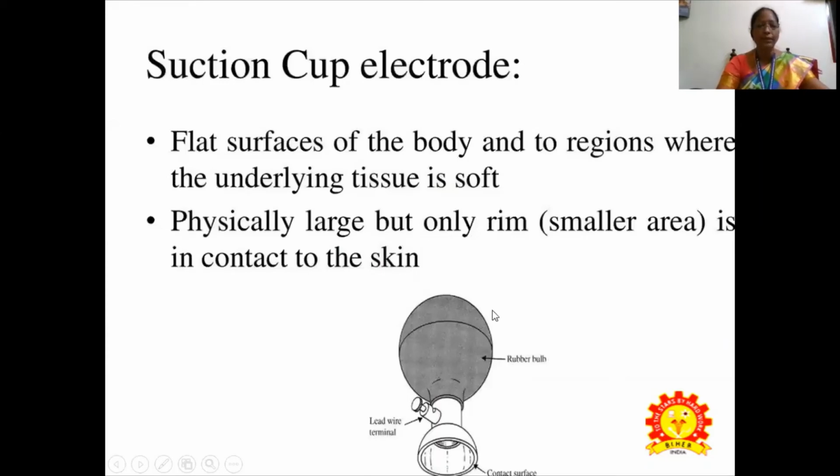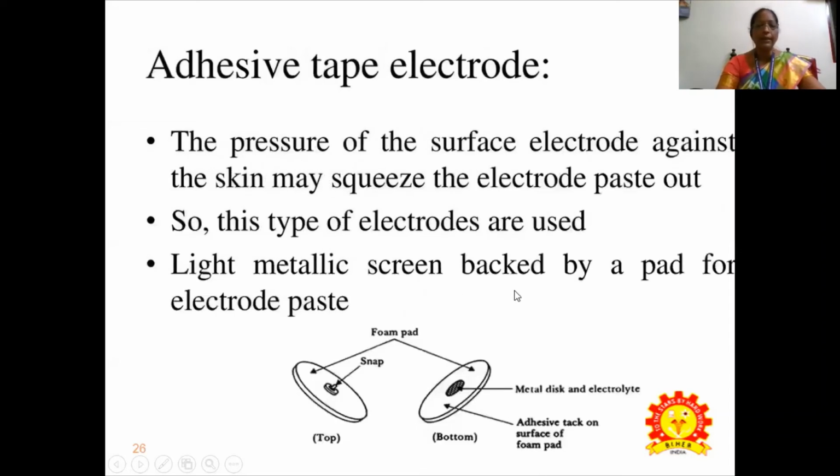The suction cup electrode has a flat surface for the body and is used in regions where the underlying tissue is soft. It is physically large, but only the rim, a smaller area, is in contact with the skin. With adhesive tape electrodes, the pressure of a surface electrode against the skin may squeeze the electrode paste out, so this type of electrode is used.